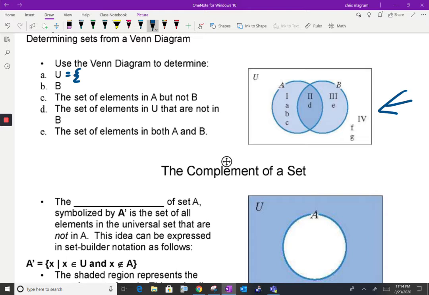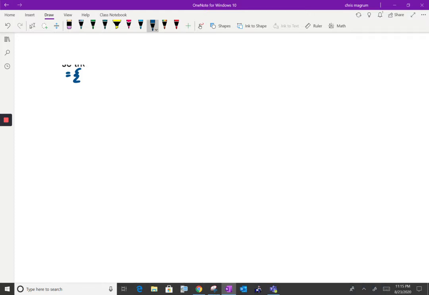Okay, so if we look at this set, we want the universal set. So it has A, B, C, D, E, F, and G. So all of that stuff's there. A couple more quick comments. The U, A, and B are just noting the different parts of the sets.